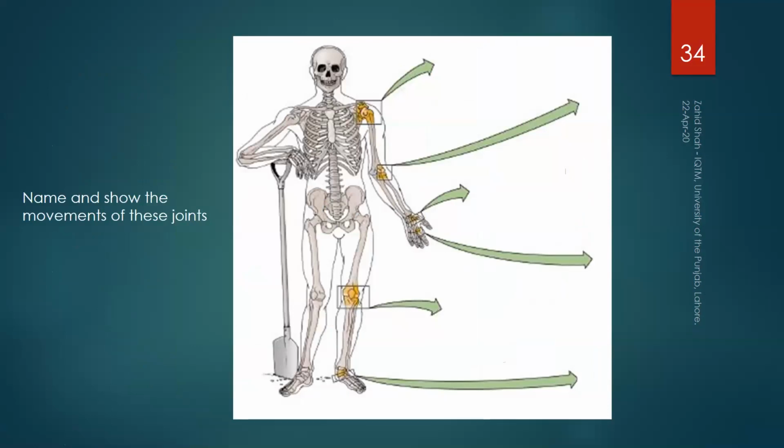So I will give you some time to just write down in your notebook which type of joint is indicated. There are a total of 6 joints in the human body that are indicated. Just name them, what that joint is, and what is the type of the joint. Thank you very much.